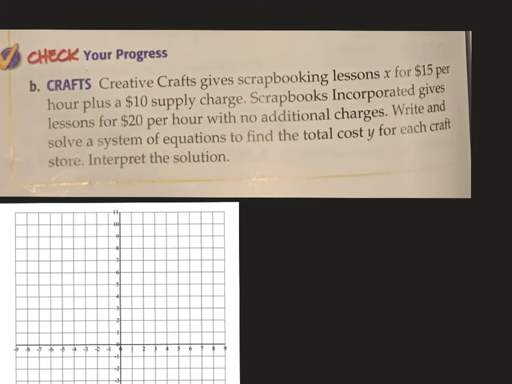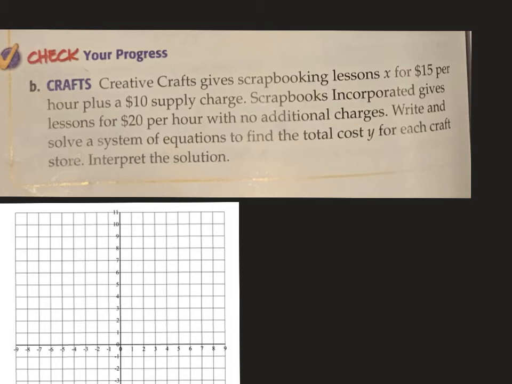All right, let's look at this word problem. Creative Crafts gives scrapbooking lessons for $15 per hour plus a $10 supply charge. Let's not go any further. We've got our first sentence, so let's just deal with that. $15 per hour: 15, 15, 15, 15, plus $10 just once.